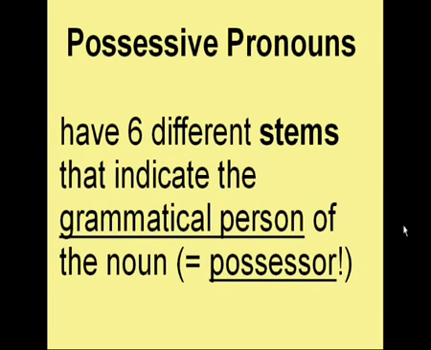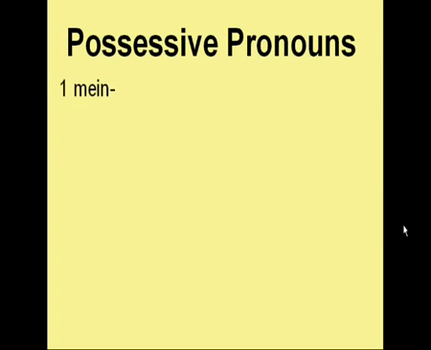The possessive pronouns have 6 different stems that indicate the grammatical person of the noun, which means the grammatical person of the possessor. For instance, if the grammatical person of the possessor is the first person singular, then the word stem is mein. If the grammatical person of the possessor is the second person singular, then the word stem is dein. For the third person singular masculine, the word stem is sein.